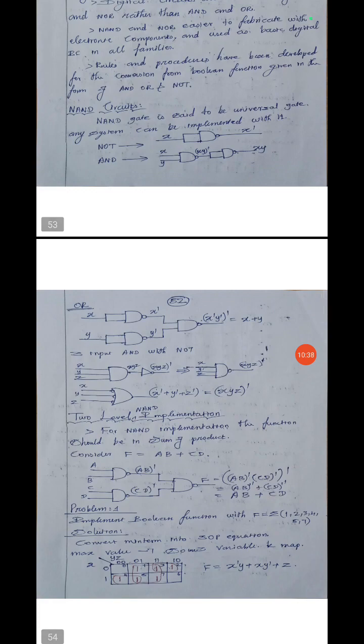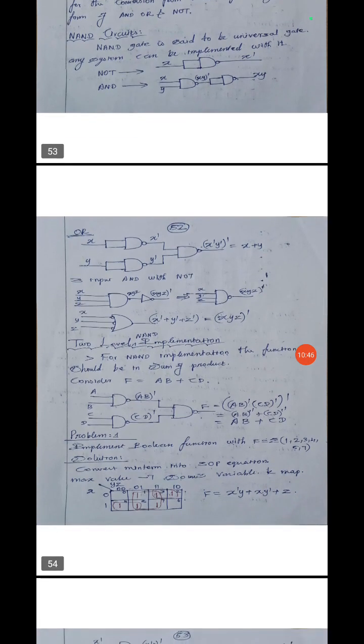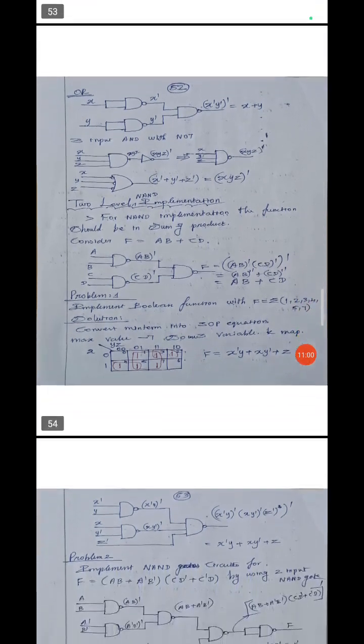Then after that, NAND and NOR implementation. So how to use NAND and NOR gates to develop other gates. In your lab you have studied the NOR gate using NAND gates, and the XOR gate using NAND gates. So these are the NAND and NOR implementations. By using this implementation they will ask a problem.